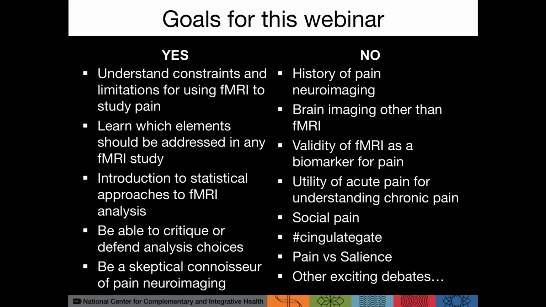I won't be talking about brain imaging other than fMRI, and I will not be addressing most of the exciting debates in our field, things like the validity of using fMRI as a biomarker for pain, the utility of acute pain as a way to understand chronic pain, things like social pain, whether or not that exists, hashtag cingulate gate, differences between pain and salience. I think these are all super exciting. It's why I work in this field. But my goal is for you to have the tools to read the papers in these areas and be discerning in terms of whether that study is actually asking that question.